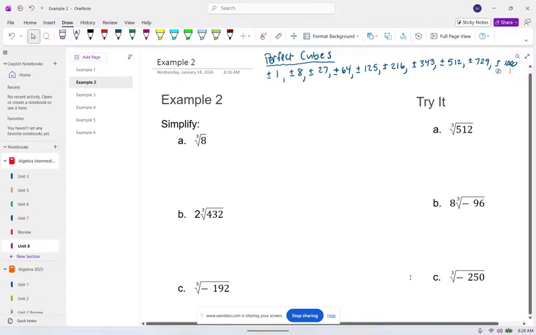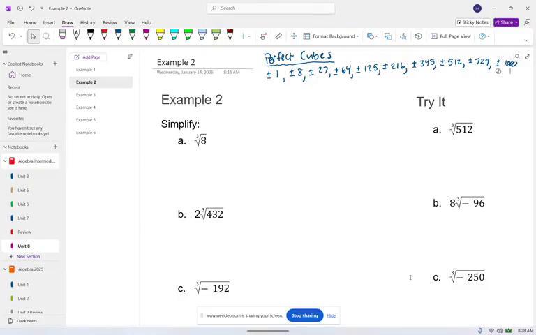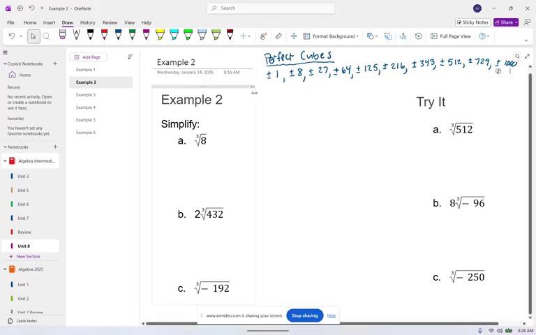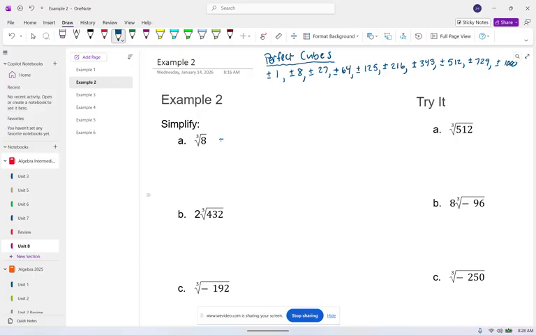In this video, we're going to be looking at example 2. We're going to be looking at cube roots of perfect cubes and non-perfect cubes. So we'll start off with the cube root of 8. I look on my list. 8 is on my list. It's in the second position. So that means the cube root of 8 is 2.